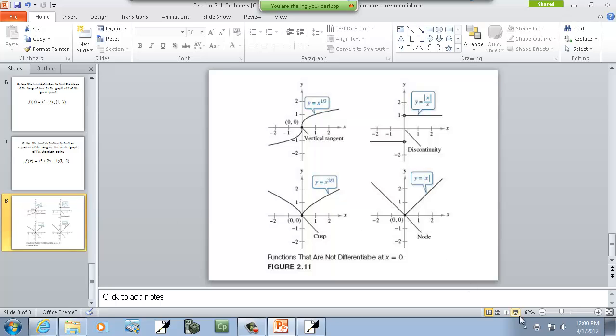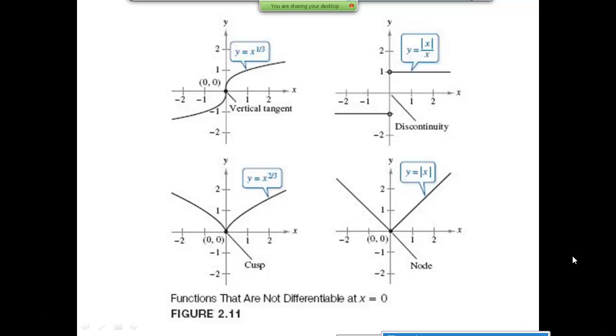Okay, now let me maximize this so we can see it a little bit better. These are some examples of functions that are not differentiable at x equals 0. Well, one of them is where you have a vertical tangent line. Remember, if you have a vertical tangent line, a vertical line, your slope is undefined. So that's why those aren't differentiable at x equals 0 for this one. Now, the second one is real obvious. It's got a hole there, a discontinuity, so you can't find a derivative at that point.